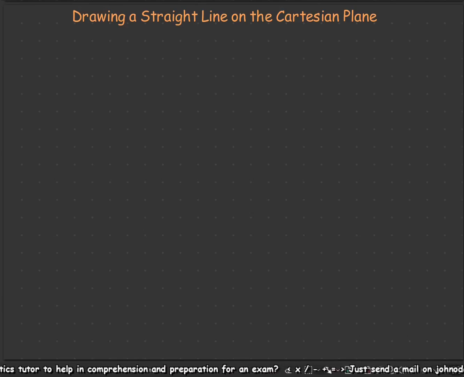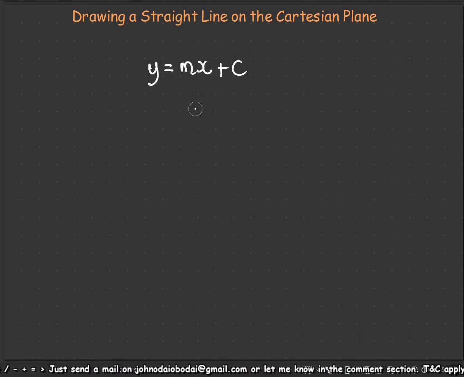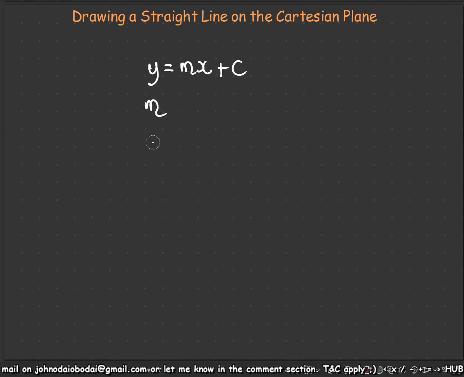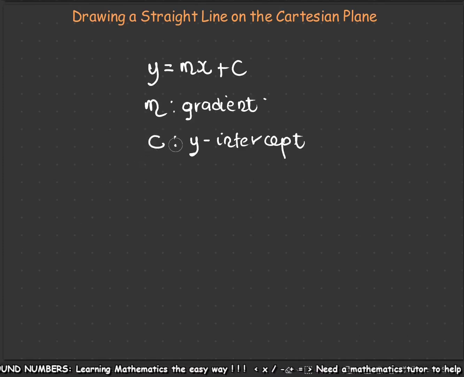Now, talking of drawing a straight line on a Cartesian plane, we all know that the slope form equation of a straight line gives us y is equal to mx plus c. I hope you do remember that. Where m is our gradient and c is the y-intercept. And talking of gradients, we mean the slope of the line. The c over here, which we are saying is the y-intercept, is where your line crosses the y-axis.